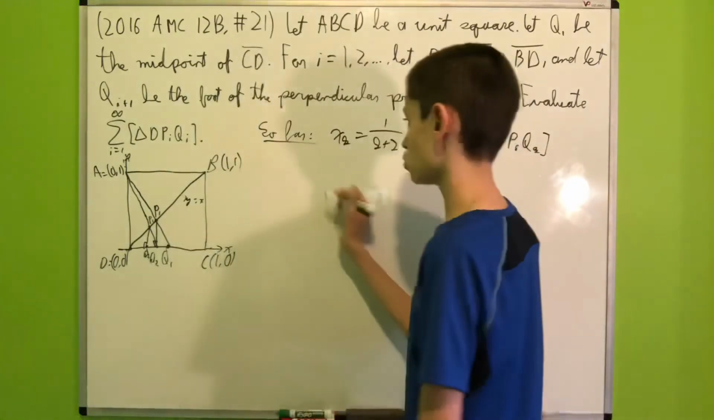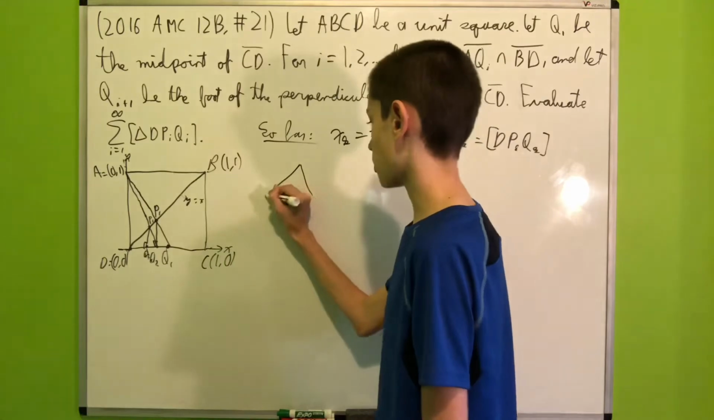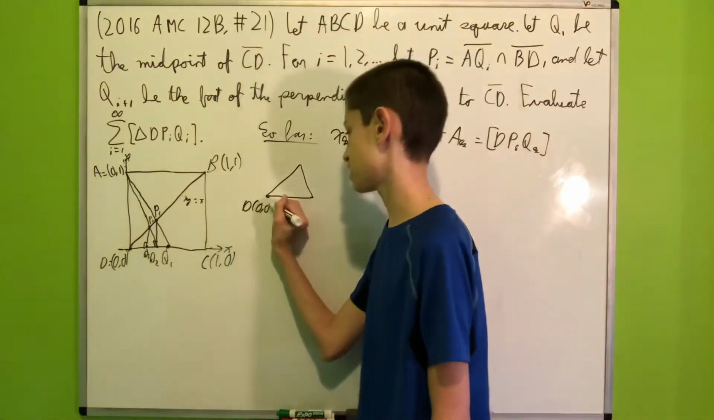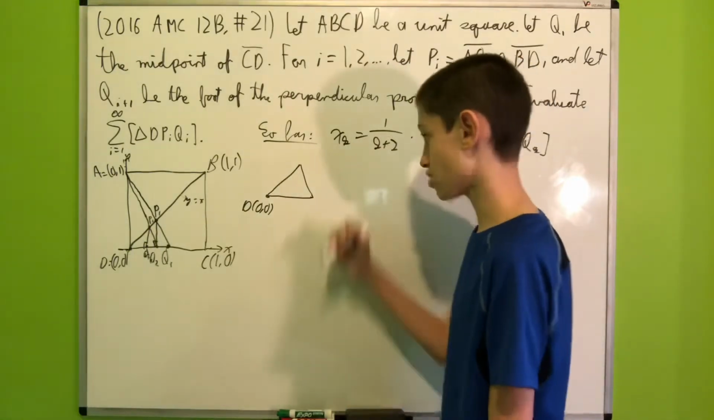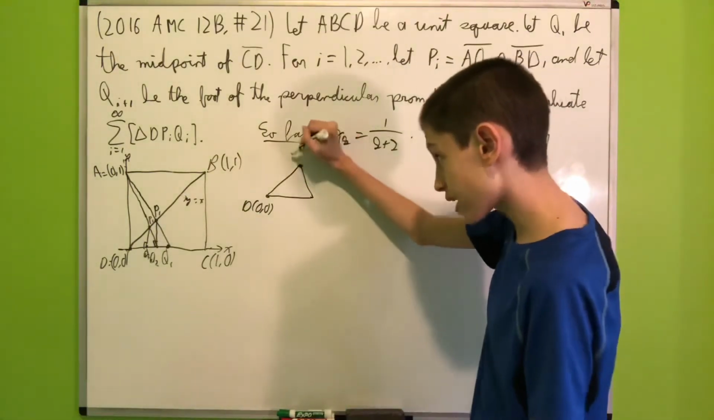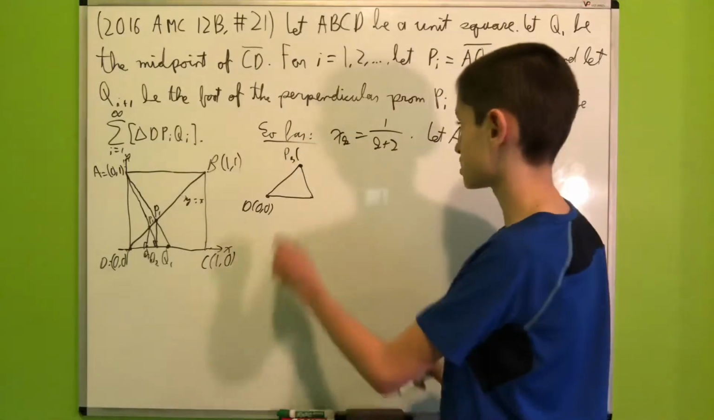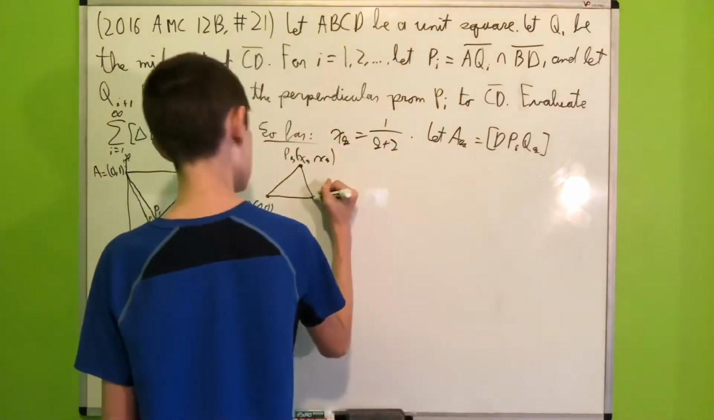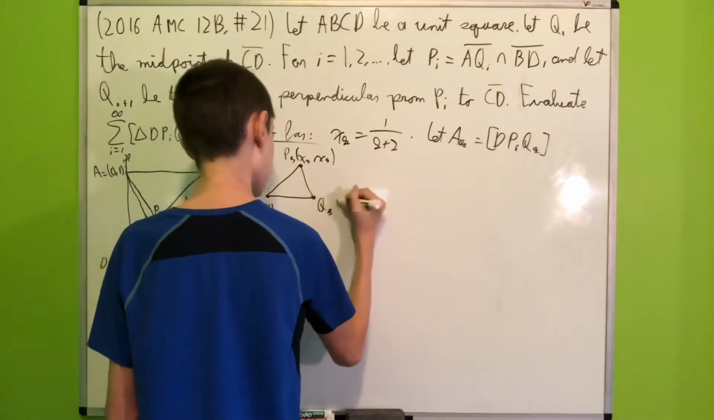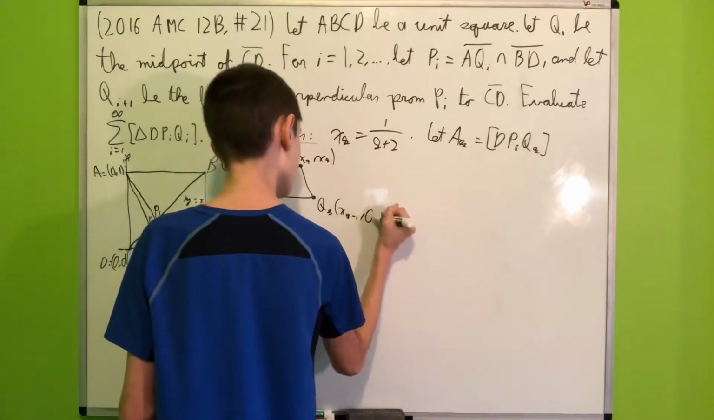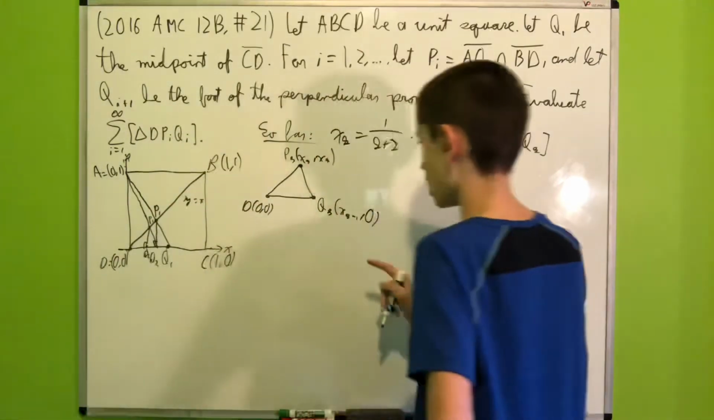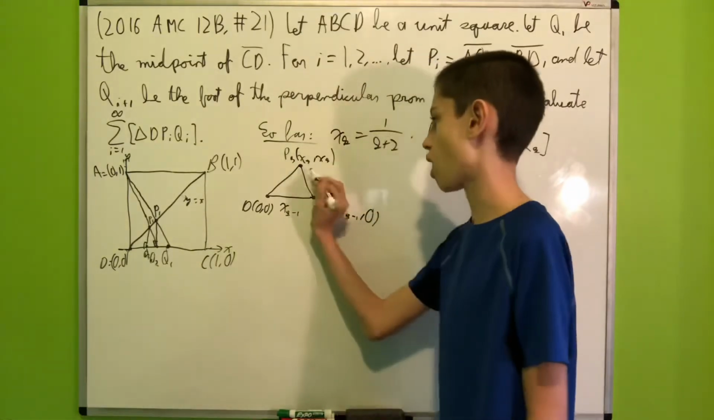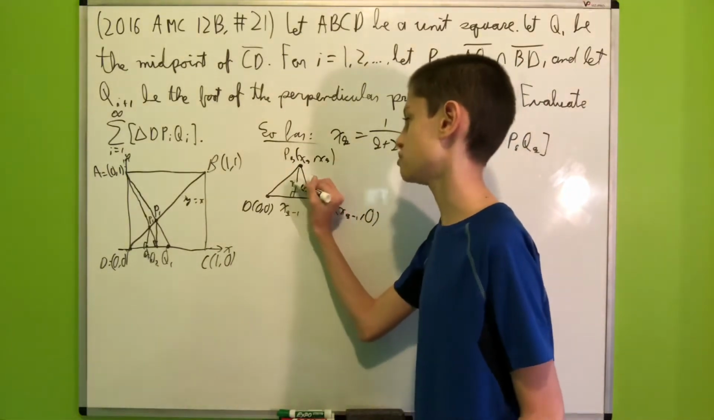And now we'll draw ourselves a sample triangle. So the first vertex is D with coordinates 0, 0, in other words, the origin. The second vertex is our P_k with coordinates x_k, x_k. And last is our Q_k with coordinates x_(k-1), 0. And now DQ will be x_(k-1), and the height of our triangle will just be x_k, since that's the y coordinate of P_k.